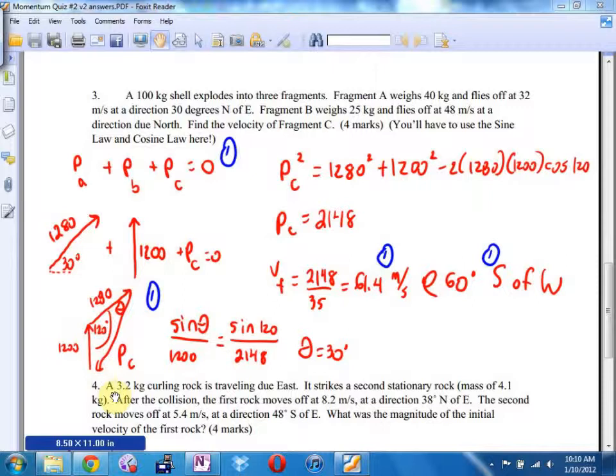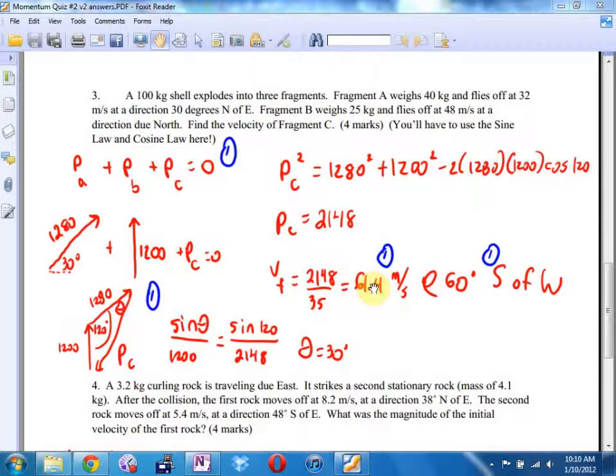I did cosine law, and I got a momentum of 2148 dividing by the mass, and I was able to go 100 minus 40 minus 25, whatever mass left over is 35. I got a speed of 61.4 meters per second. The really tricky part here is the angle. I'm not going to give you one quite this yucky.